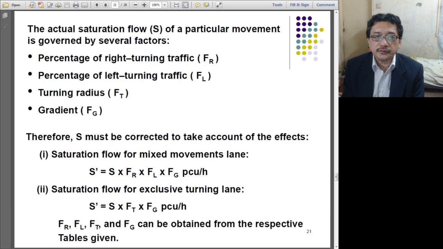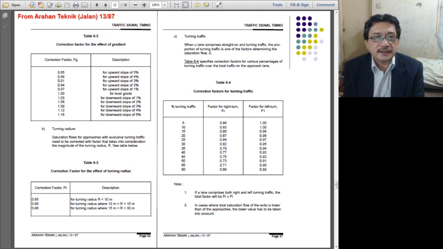First, for the saturation flow for mixed movement lane, S dash is given by saturation flow multiplied by FR multiplied by FL multiplied by FG. Whereas for saturation flow for exclusive turning lane, S dash equals S multiplied by FT multiplied by FG. FR, FL, FT and FG can be obtained from the respective tables shown in this slide. It shows the correction factors taken from Arahan Teknik Jalan 13/87 produced by the Public Works Department of Malaysia.